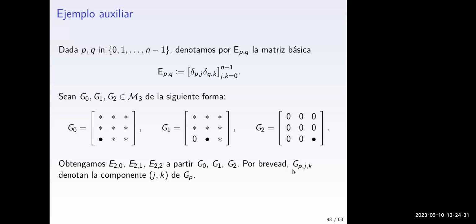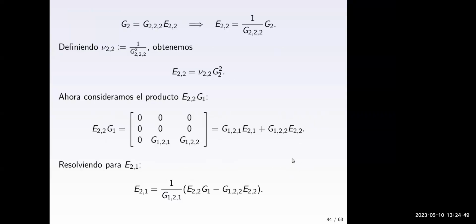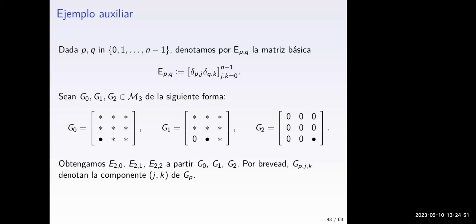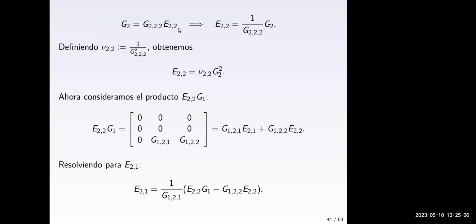Now we want to denote by G_P,JK the entry JK of the matrix G_P, the entry of the component of the matrix G_P. So as you can see here, G2 is a non-zero multiple of E22. We solve this equation for E22 and we get this basic function in terms of G2.